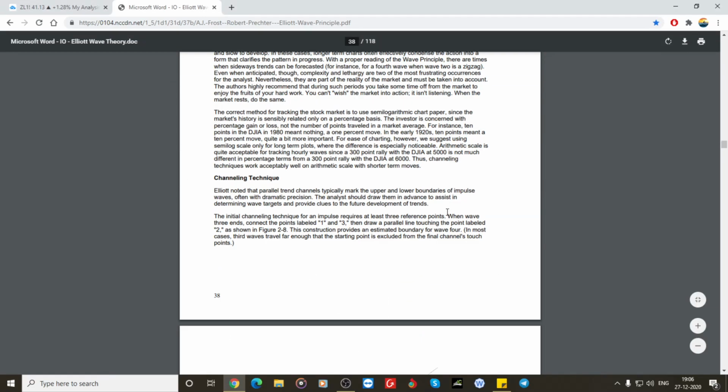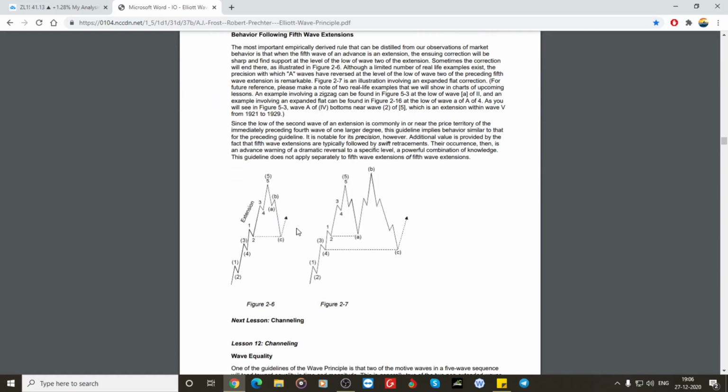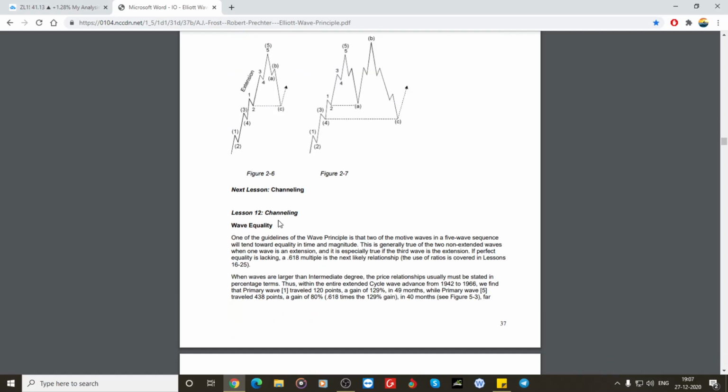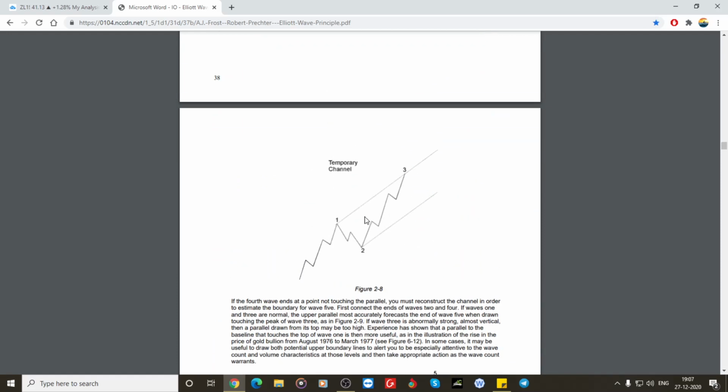Previously we discussed fib retracements and fib extensions, expansions for projecting targets, as well as the retracements to enter in the trend direction. So now we are going to channeling. I will give some examples, so I think you can understand.